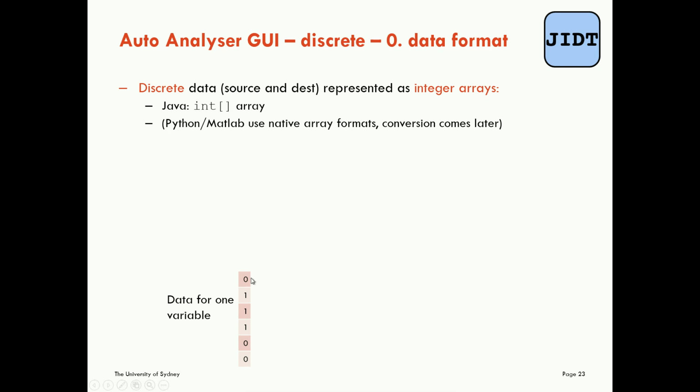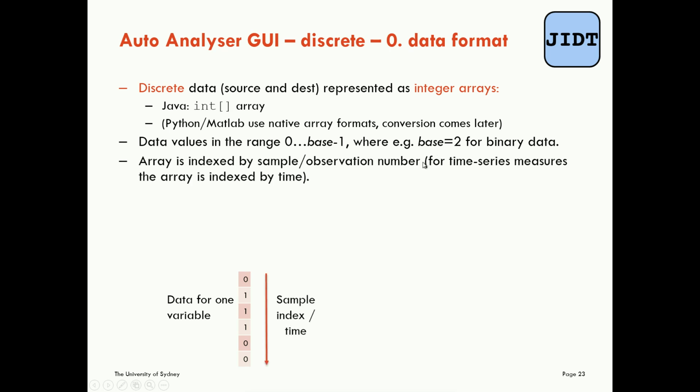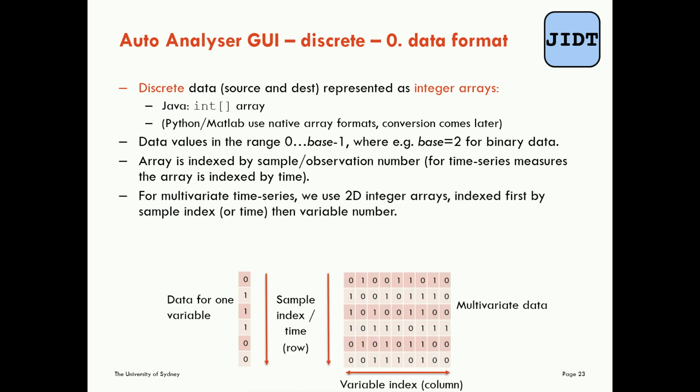For one variable here, we simply have an array of values, and those entries represent different samples. The values take the range, for discrete data, 0 up to the base, where, for example, the base is 2 for binary data. We saw how to set the base on the GUI before. The array is indexed by a sample number or observation number, or if it's a time series measurement, the array is indexed by time. If we've got a multivariate time series, we're going to use a two-dimensional integer array, where it's indexed first by the sample and then by variable number. The row number indicates the sample index or time. The column number indicates which particular variable we're dealing with. So for one sample, we have a sample for every one of our variables.